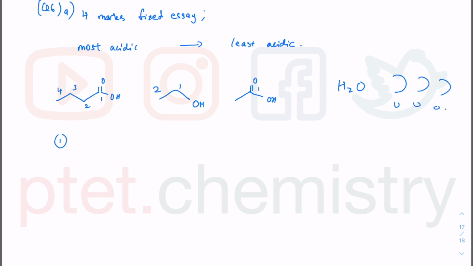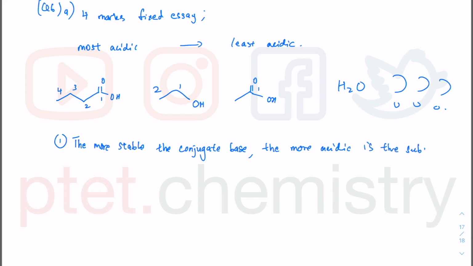I'm not saying that these are from most acidic to least acidic, so I leave a question mark there. The first thing in my essay is I would say the more stable the conjugate base, the more acidic is the substance. The conjugate base is the species you get after the acid donates the proton. So which one can I compare first? Out of all these four, I think I can compare the carboxylic acids first.